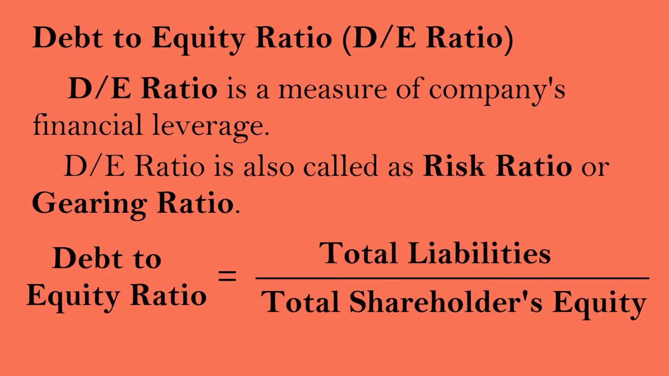Last one is debt to equity ratio. D/E ratio is a measure of a company's financial leverage. D/E ratio is also called the risk ratio or gearing ratio. Debt to equity ratio is calculated as total liabilities divided by total shareholders' equity.